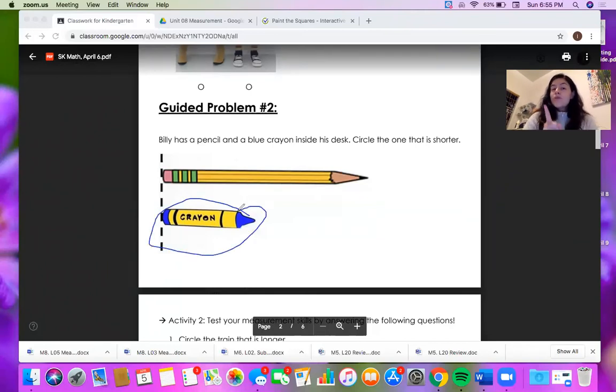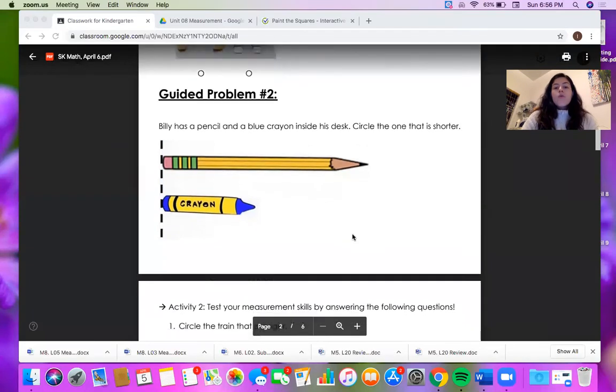And I hope that before you allowed yourself to make that decision, you made sure, are these two objects side by side? Yep, there seems to be an equal space between them. And are they starting at the same edge? The same end? Yes, they are. So this was a fair measurement. This one is shorter.